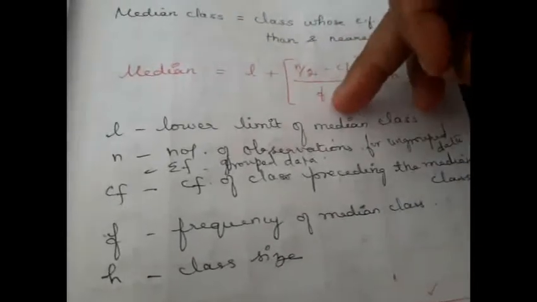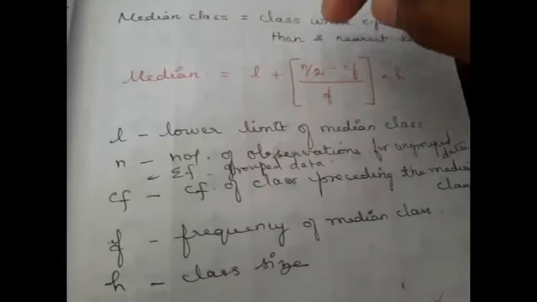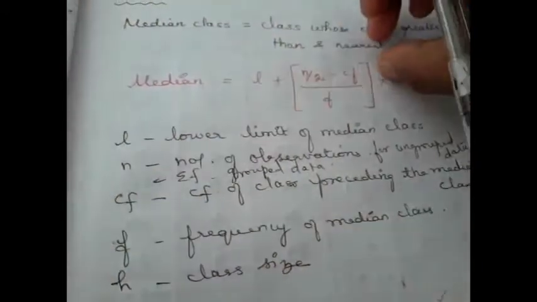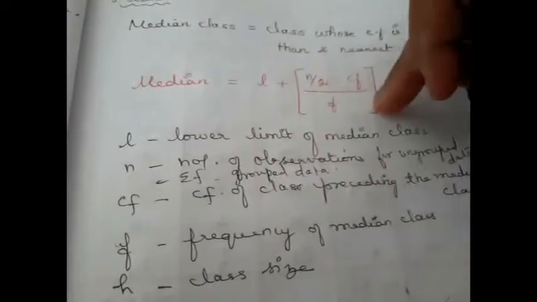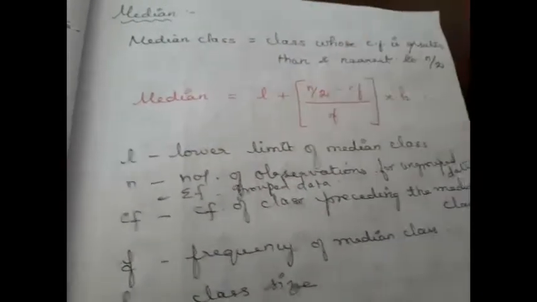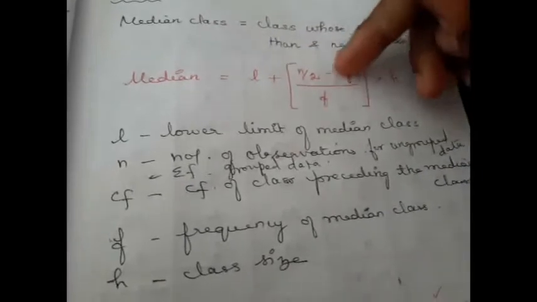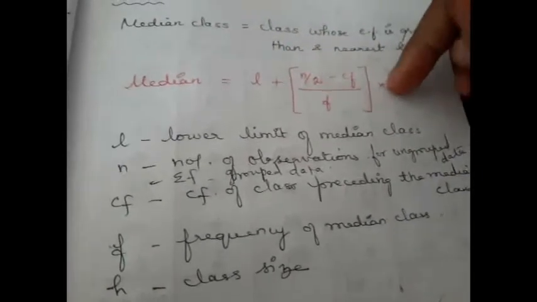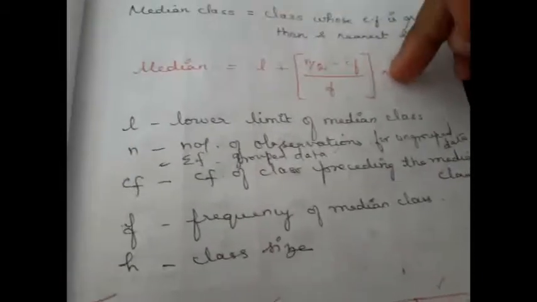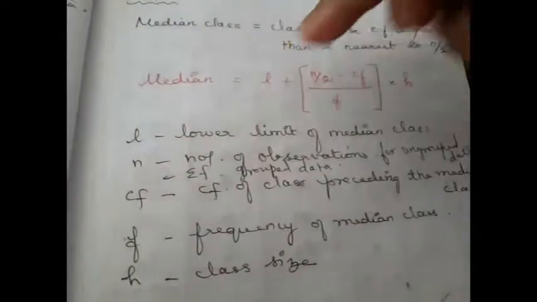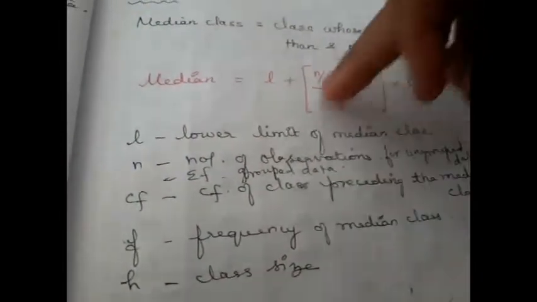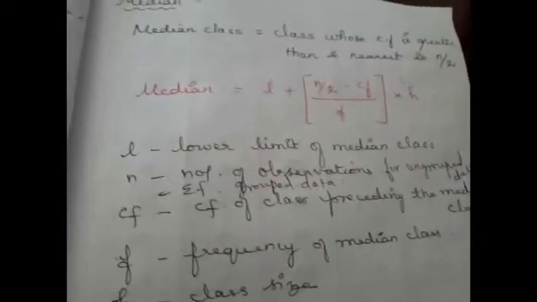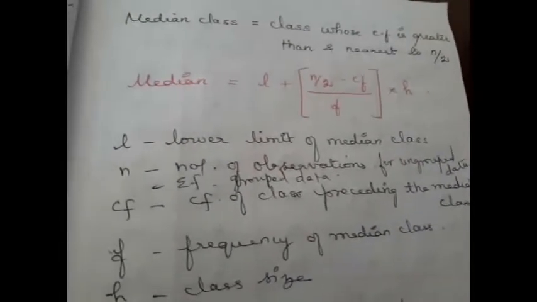And what is this F? F is the frequency of the median class. So while you are observing your median class, the frequency which lies in your median class should be substituted for F, but the CF preceding the median class should be substituted here. And H is, as usual, the class size, right? So what is the formula? Median is L plus (n by 2 minus CF) divided by F into H. Now let us see how we can solve problems.